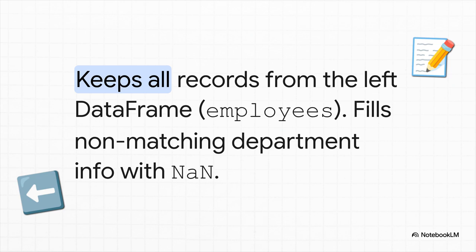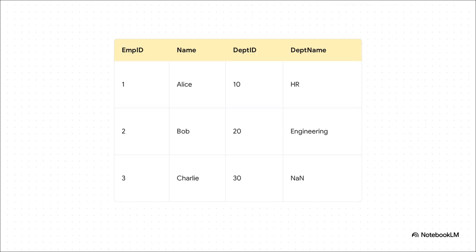Okay, so what if you don't want to lose anyone from your original list? Let's talk about the left join. As you can probably guess, this one's all about keeping everything from the left data frame, which for us is the employees table. Now check this out. See the difference? We told it to do a left join, and now all three of our employees are there, including Charlie. But wait, what's going on with his department? Since his DEPTID of 30 doesn't have a match in the departments table, Pandas just fills in the blank with NaN. That's its way of saying I couldn't find anything here.